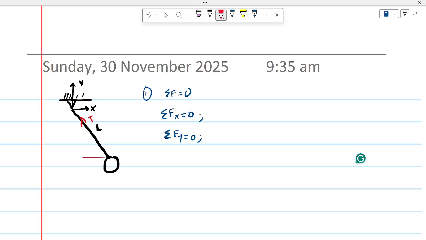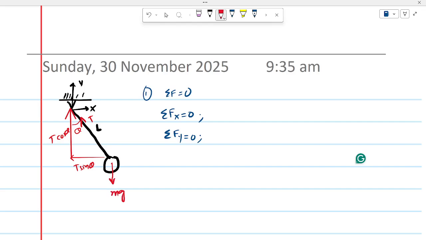So there will be an x-component of the tension and a y-component of the tension. If this is angle theta, at any point, the x-component becomes T sine theta, the y-component becomes T cosine theta, and there's the weight of the pendulum acting vertically downward, that's mg.